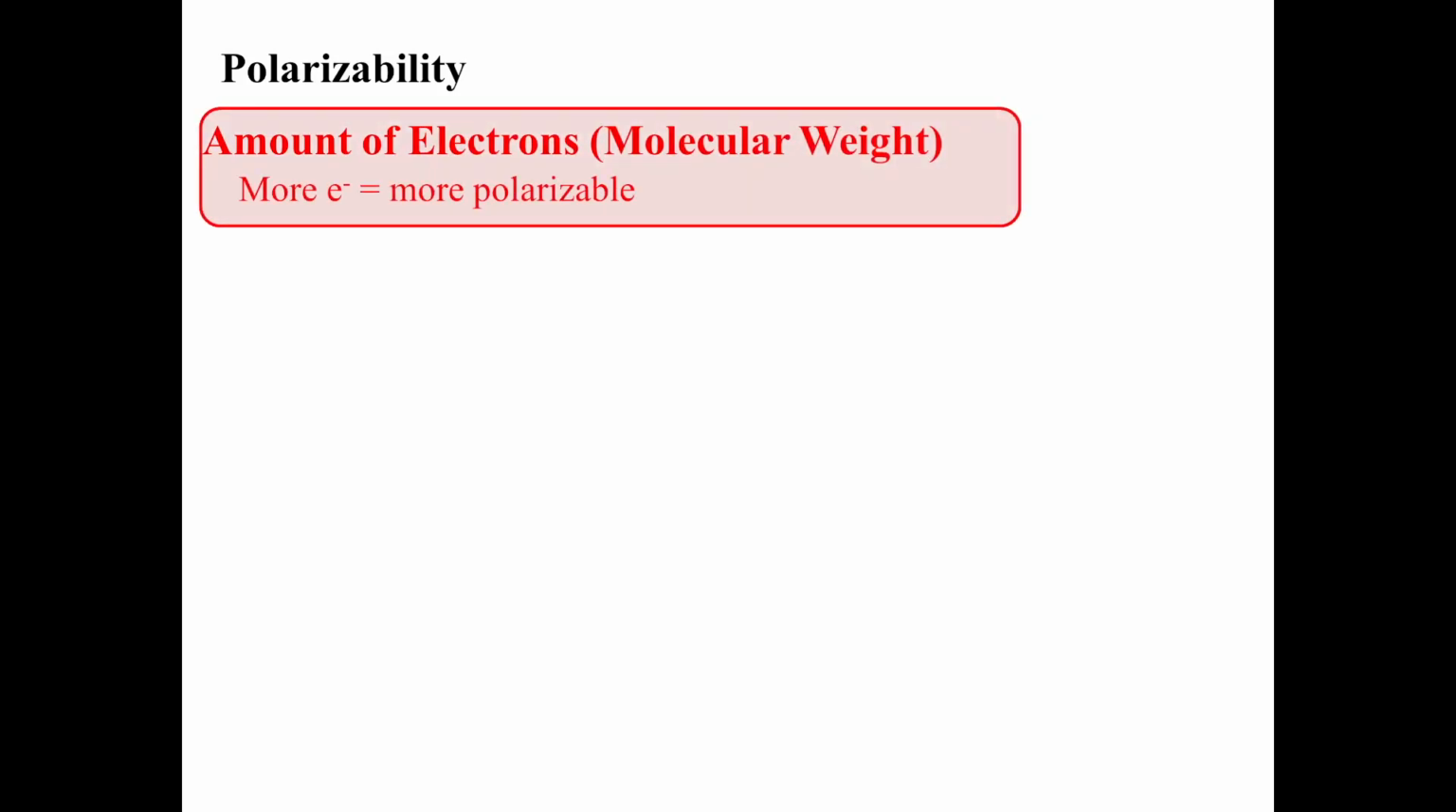So when deciding if something is going to be more polarizable or not, one of the big factors we're going to be looking at is the amount of electrons. This is one of the larger factors associated with this, and the easy way to figure this out is to look at the molecular weight. If a molecule weighs a lot, it's typically going to have more electrons. So more electrons mean it's going to be more polarizable.